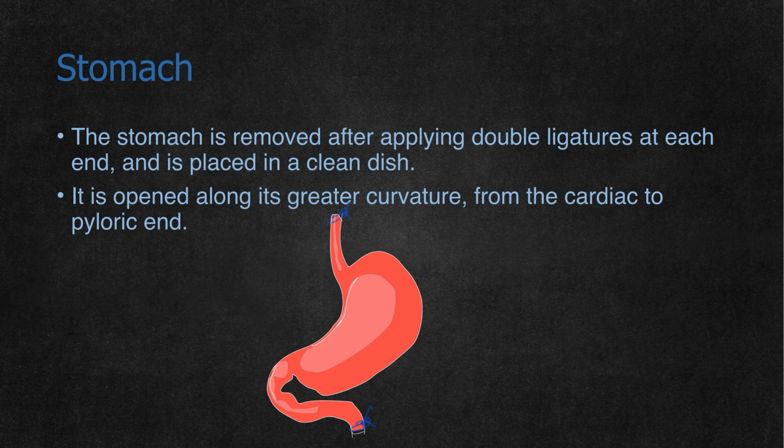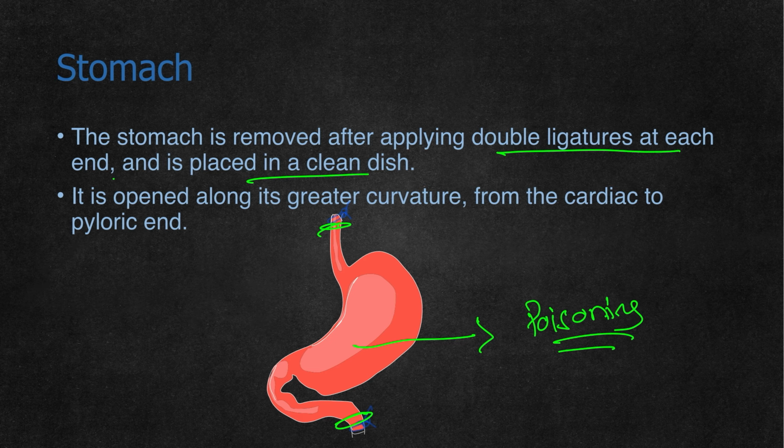The first organ to dissect is the stomach. The stomach is removed after applying a double ligature at each end and is placed in a clean dish. The ligatures are placed near the duodenum and near the esophageal end, and the stomach is placed in the dish with its contents intact. The contents are useful in poisoning cases, where they have to be removed and preserved in clean, separate, sterile containers.